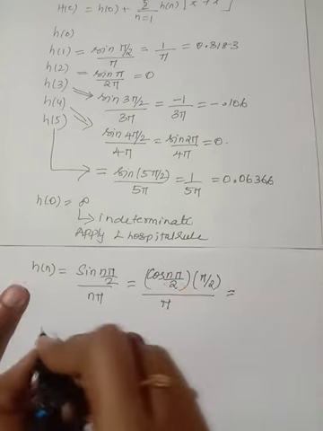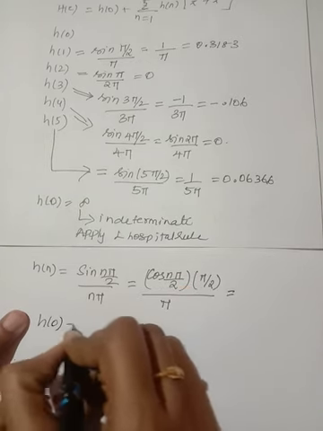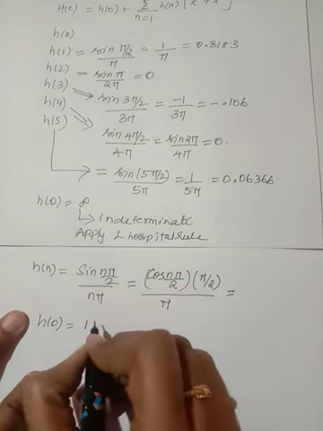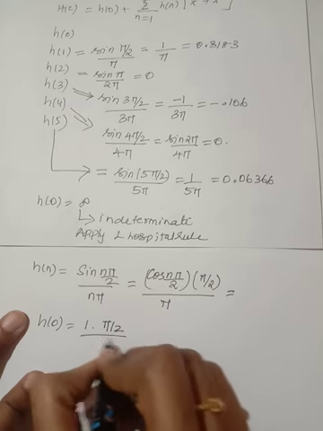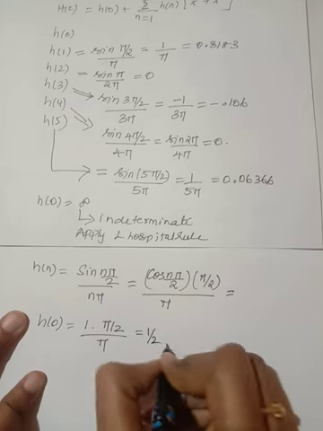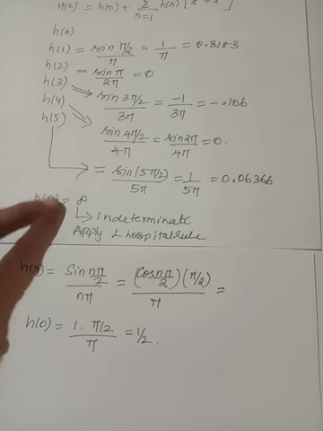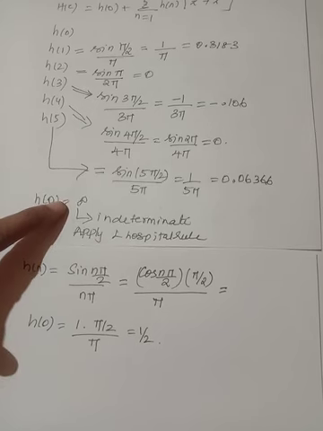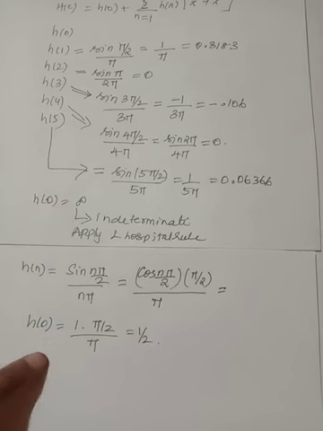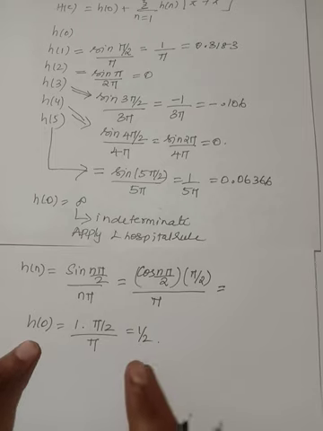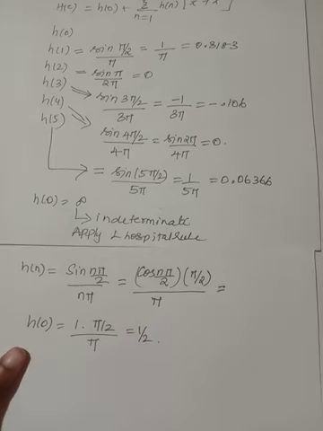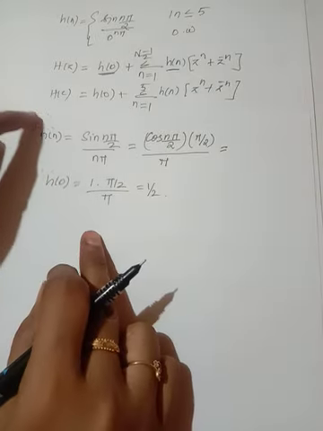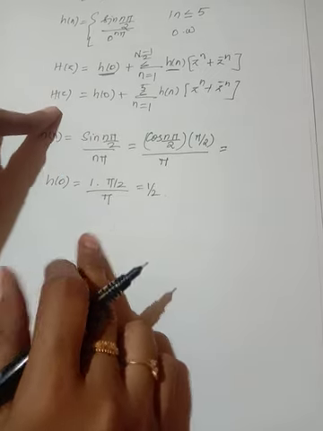So now substitute n equal to 0 in this case. Cos 0 is 1, into pi by 2 divided by pi, which is equal to 1 by 2. So previously I got infinity, and now I am getting 1 by 2. Now I am going to apply the obtained values in this equation.